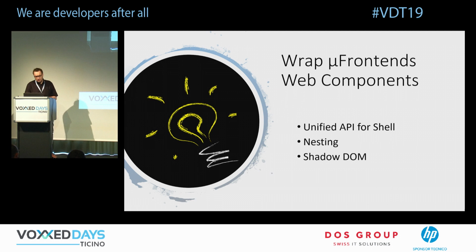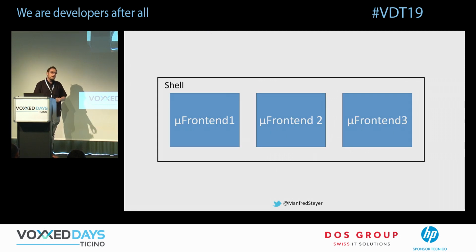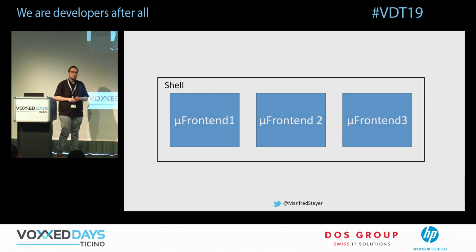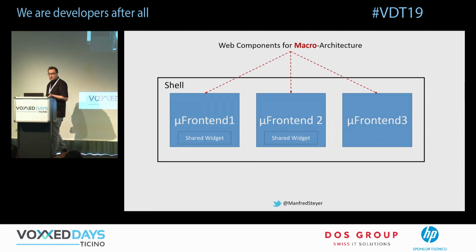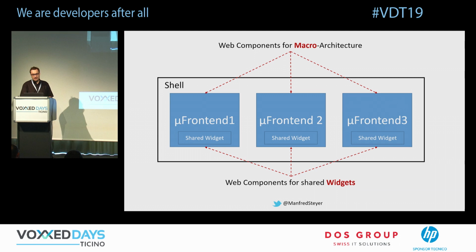So when it comes to this shell architecture, you should keep in mind that there are two layers of architecture. The first layer is what I'm calling the macro architecture. The macro architecture is what holds your micro frontends together. It is somehow the glue between your micro frontends. And then there is the layer with the shared widgets. I'm calling this layer also the micro architecture. It is about sharing widgets.